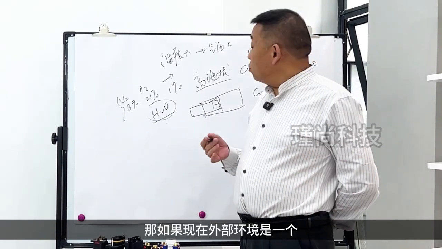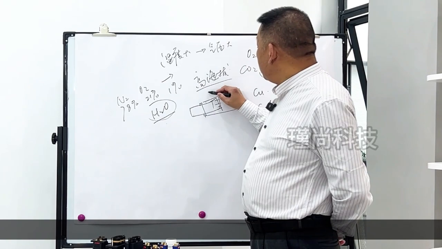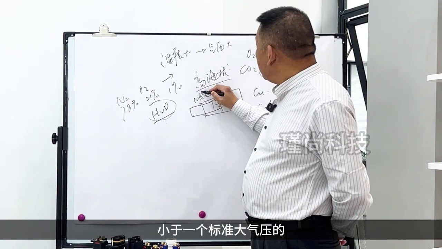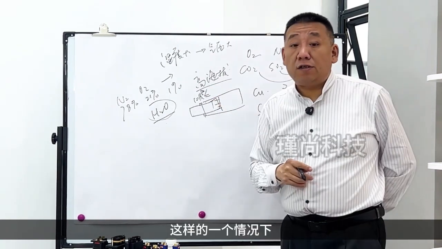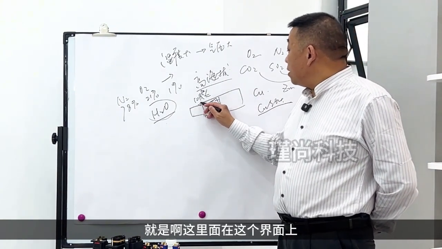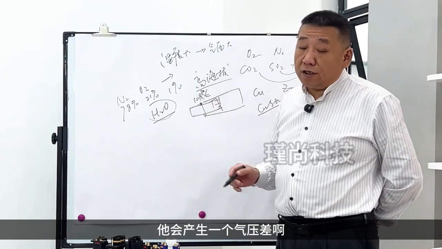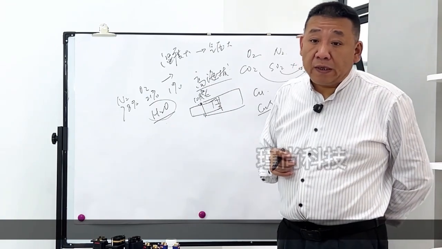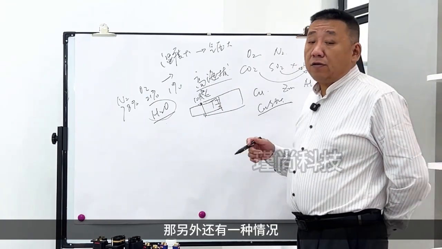Then if the current external environment is at less than 1 standard atmosphere of pressure, in such a situation there will be a phenomenon on this interface. It creates an air pressure difference. Internal air pressure will be greater than external air pressure. Then there is another situation.